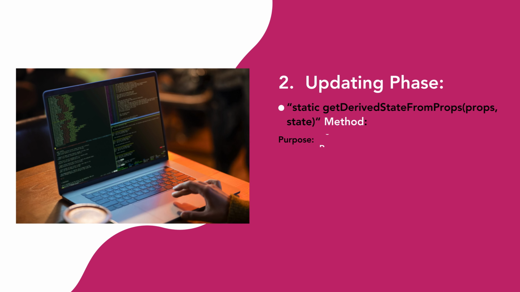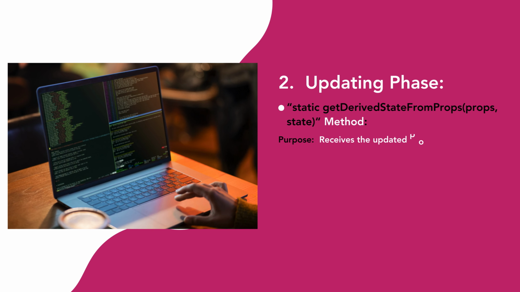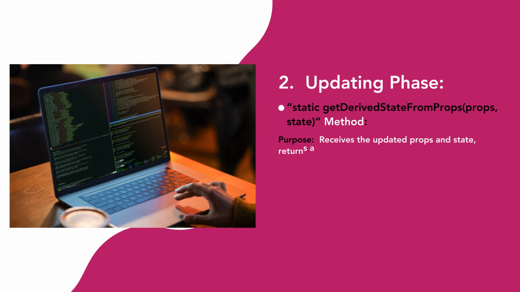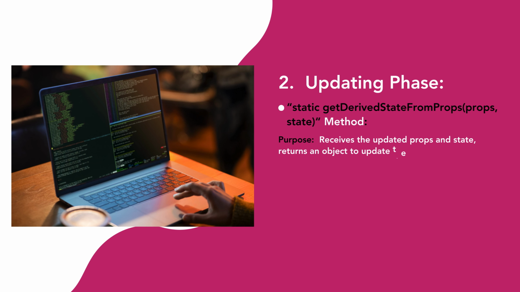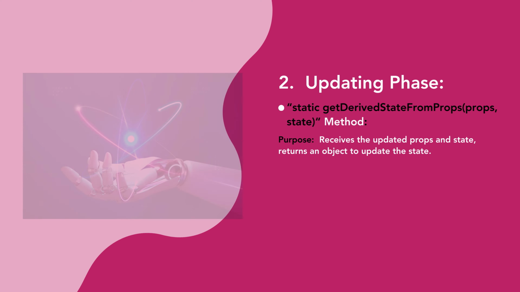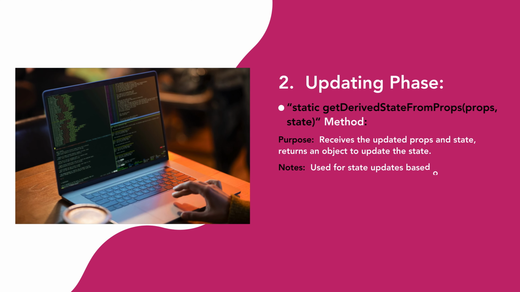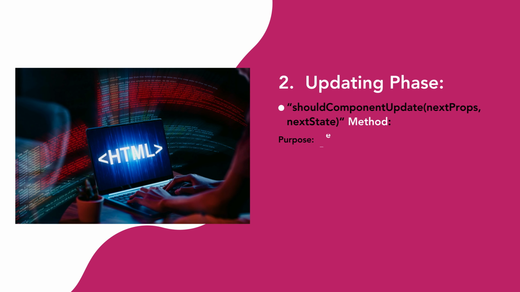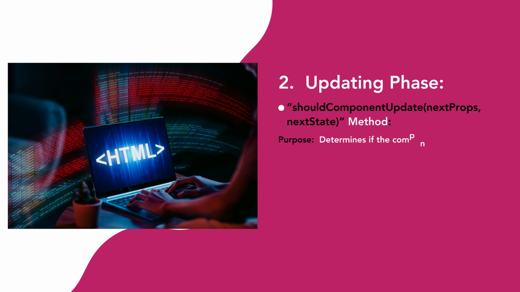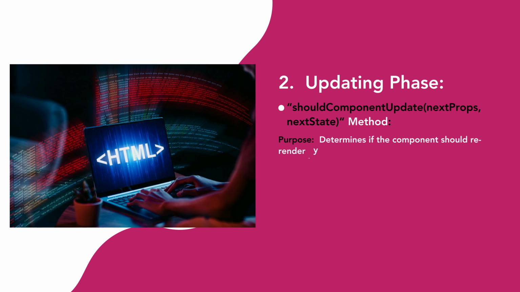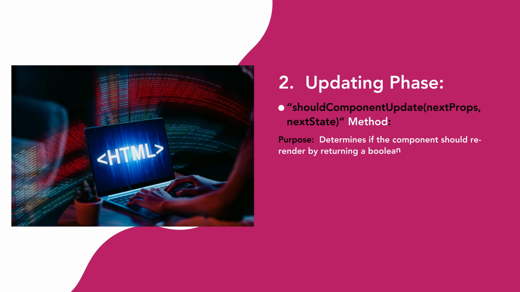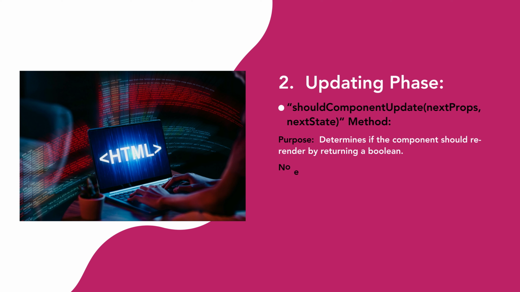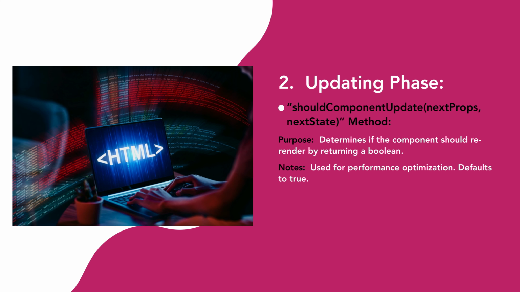Updating phase. Static getDerivedStateFromProps(props, state) method. Purpose: receives the updated props and state, returns an object to update the state. Notes: used for state updates based on prop changes. shouldComponentUpdate(nextProps, nextState) method. Purpose: determines if the component should re-render by returning a boolean. Notes: used for performance optimization, defaults to true.